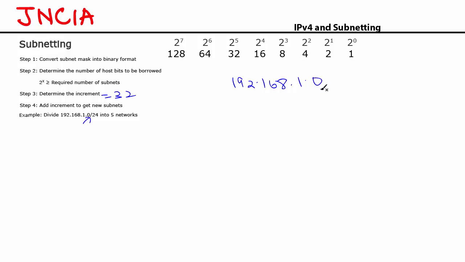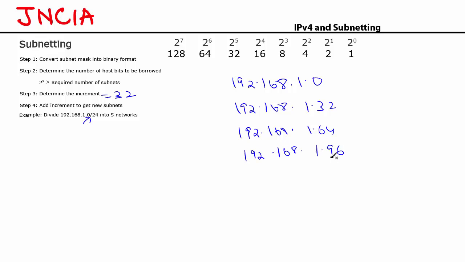Add 32 to this IP address, you get 192.168.1.32. That's your new network address. Continue doing that, you get 192.168.1.64. And then you get 192.168.1.96. And then you'll get 1.128. And then you'll get 1.160, 1.192.